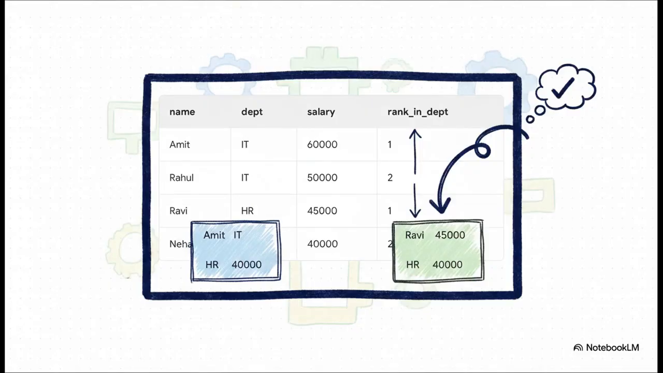And would you look at that? Here's the result. By adding PARTITION BY dept, our ranking function treats the IT department and the HR department as 2 completely separate windows.